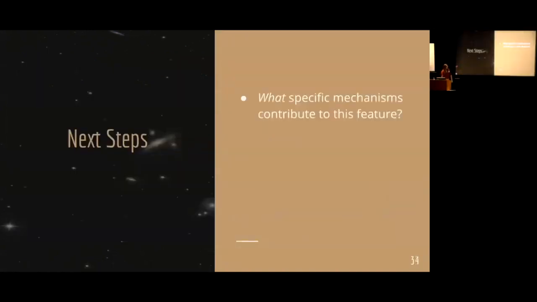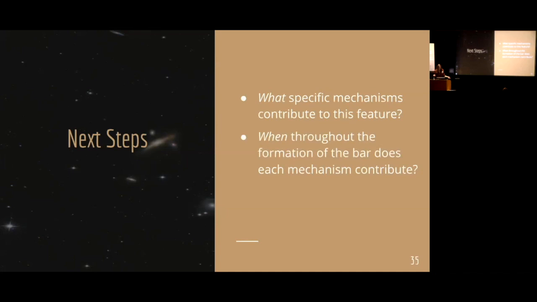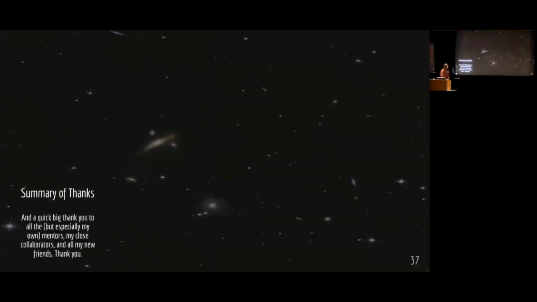So that brings me to my next steps, which is to figure out what specific mechanisms contribute to this feature, when throughout the formation of the bar each mechanism contributes, and how we can quantify these in observation. So this is the beginning of a project to me in my mind. I'm very excited about what we're going to do next.